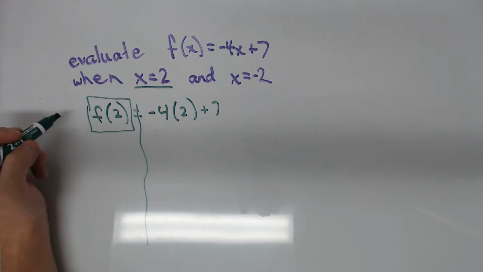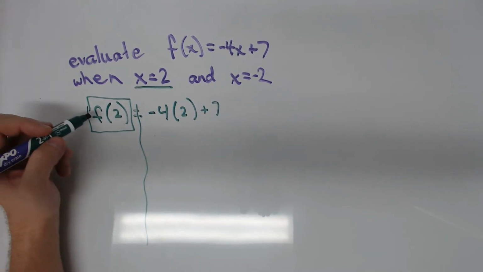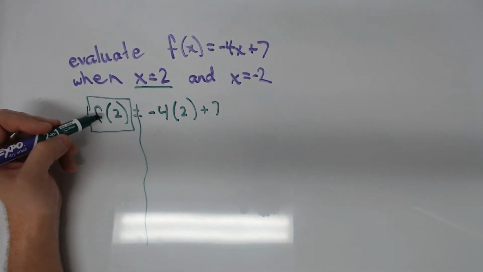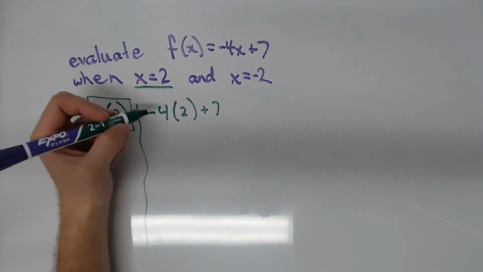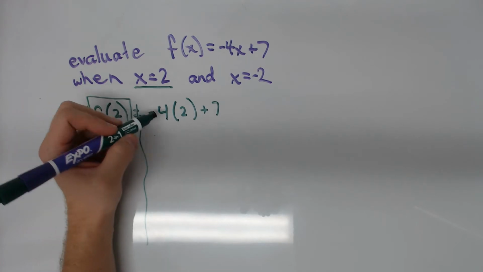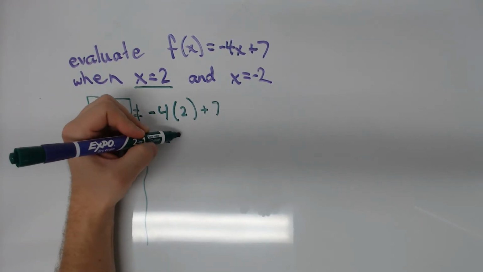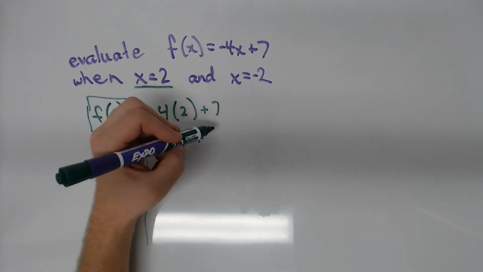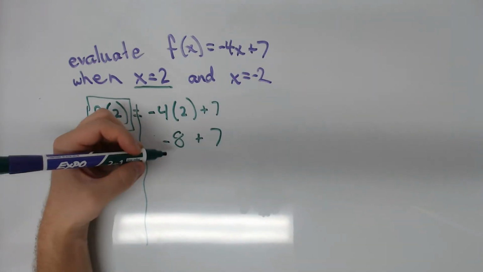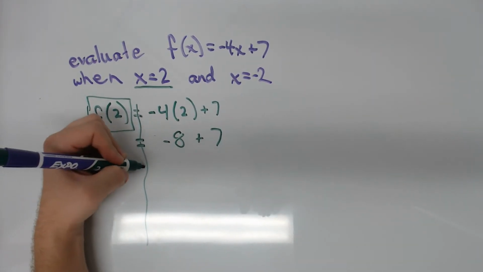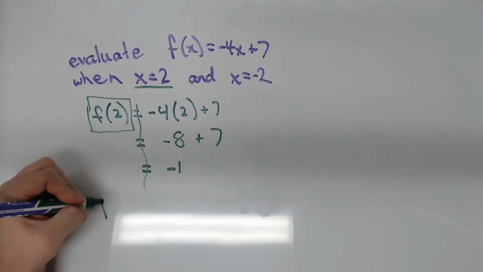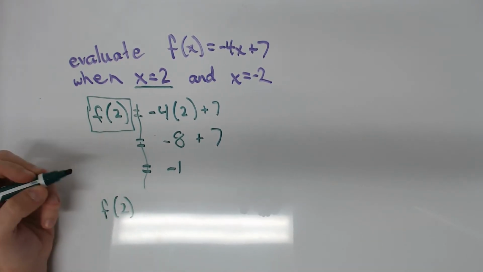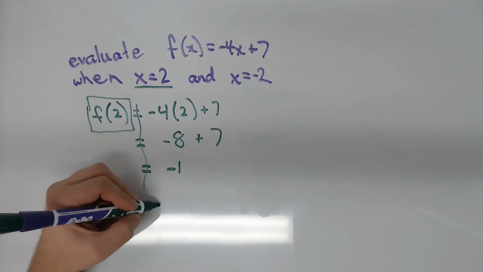Instead of y equals a number, it's f of 2 equals a number, and the f of 2 reminds us what we plugged in to get that answer. So we just do our work over here. Order of operations says to multiply first. That's negative 8. Negative 4 times 2. And we add negative 8 plus 7 is negative 1. And so we have our answer. F of 2, the function when I plugged in 2, equals negative 1.